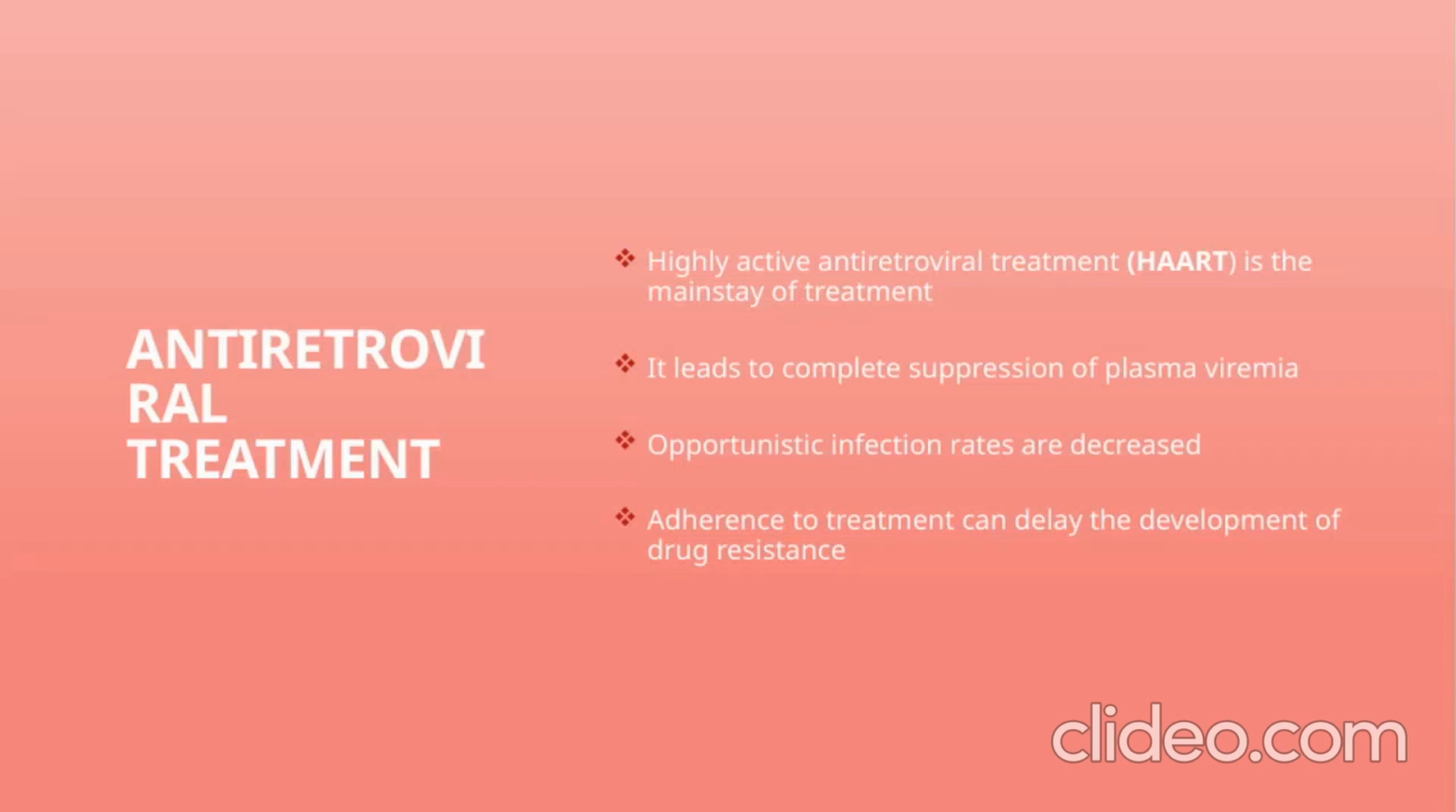Highly active antiretroviral treatment, or HAART, remains the mainstay of HIV treatment. It's a powerful approach that works by targeting the virus at multiple points in its life cycle. One of the key benefits of HAART is that it leads to complete suppression of plasma viremia, meaning the amount of virus in the blood drops to undetectable levels. This not only helps protect the immune system, but also reduces the risk of transmission. Another important aspect is that by effectively controlling the virus, HAART decreases the rates of opportunistic infections. These infections are what often cause severe illness in people with HIV, so reducing their occurrence is a major step forward.